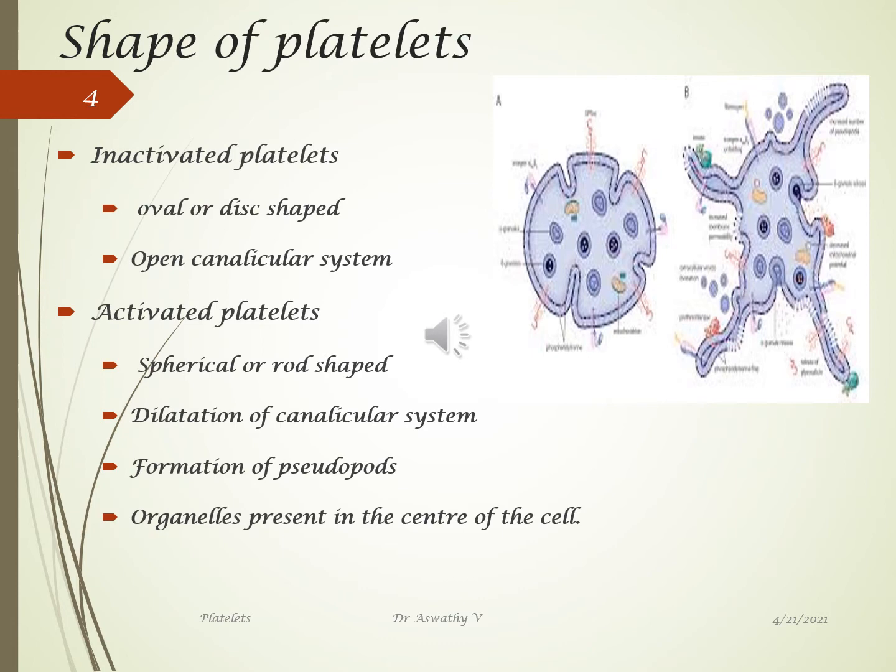Next is regarding the shape of platelets. So normally in the circulation, platelets move as inactivated form. See, there are many factors in the circulation as well as in the endothelium to make the platelets inactivated, because activated platelets always enhance the production of clots. Inactivated platelets are hence oval or disc shaped.